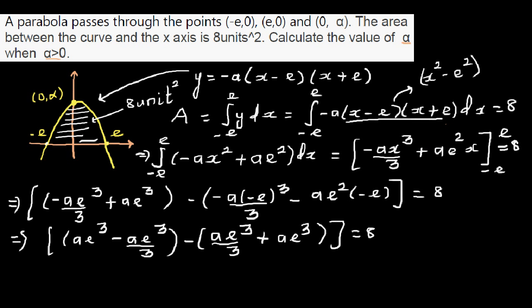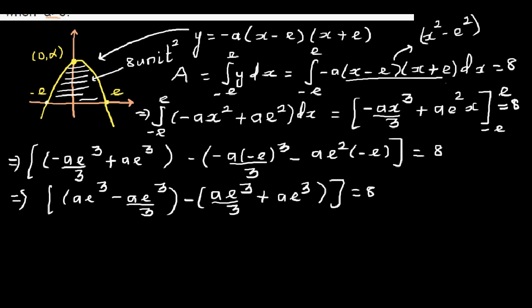Okay, so let me scroll this up. So opening the bracket, this is a e cubed minus a e cubed divided by 3 minus a e cubed divided by 3.